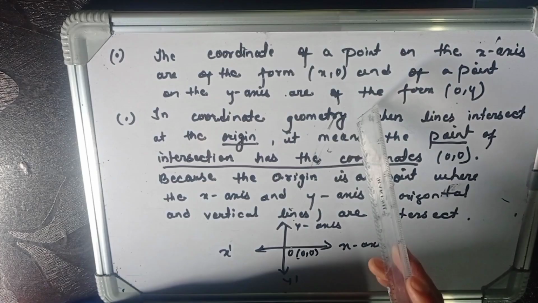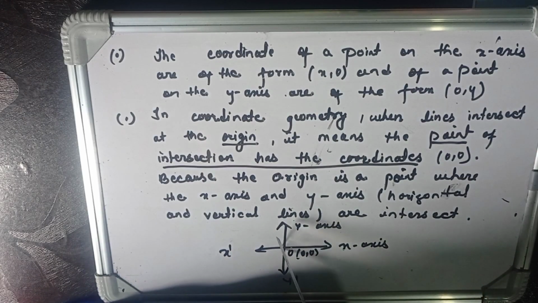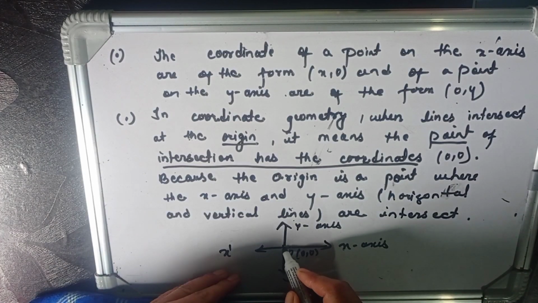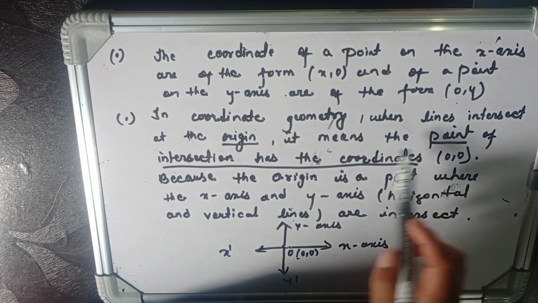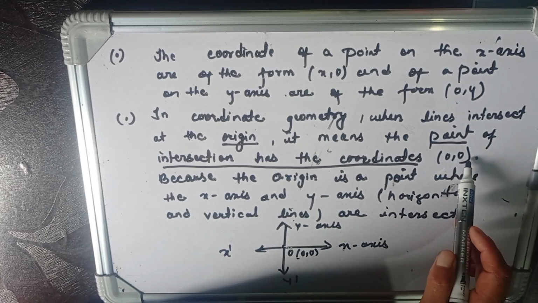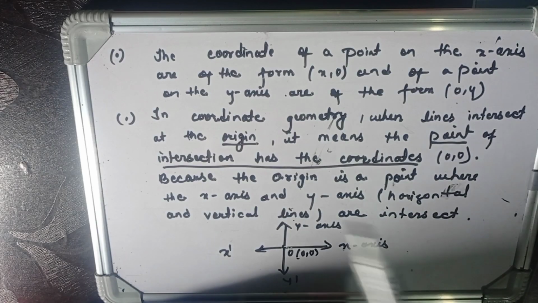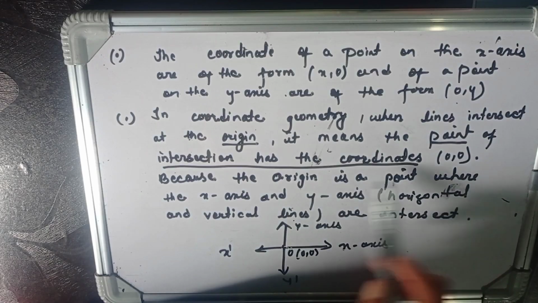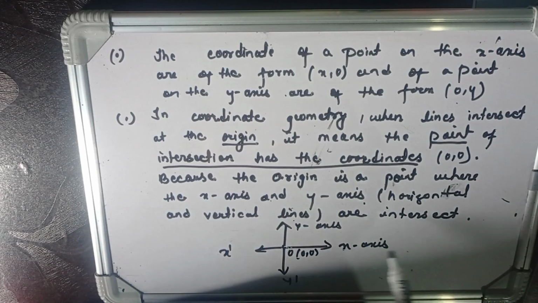In coordinate geometry, when lines intersect at the origin, it means the point of intersection has the coordinates 0, 0. These questions came in all your board exams, so I have just underlined it here, because the origin is the point where the x-axis and y-axis, that is the horizontal and vertical lines, intersect.